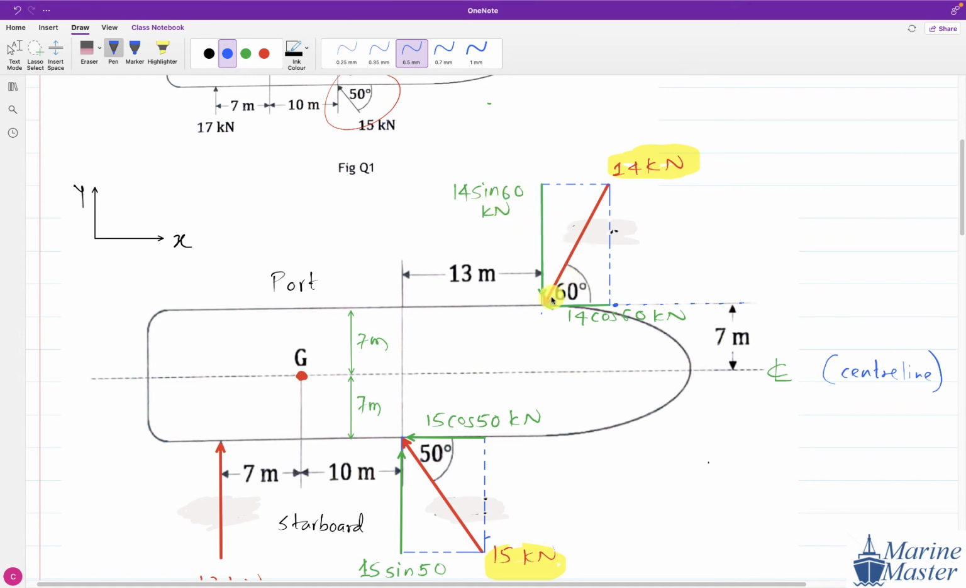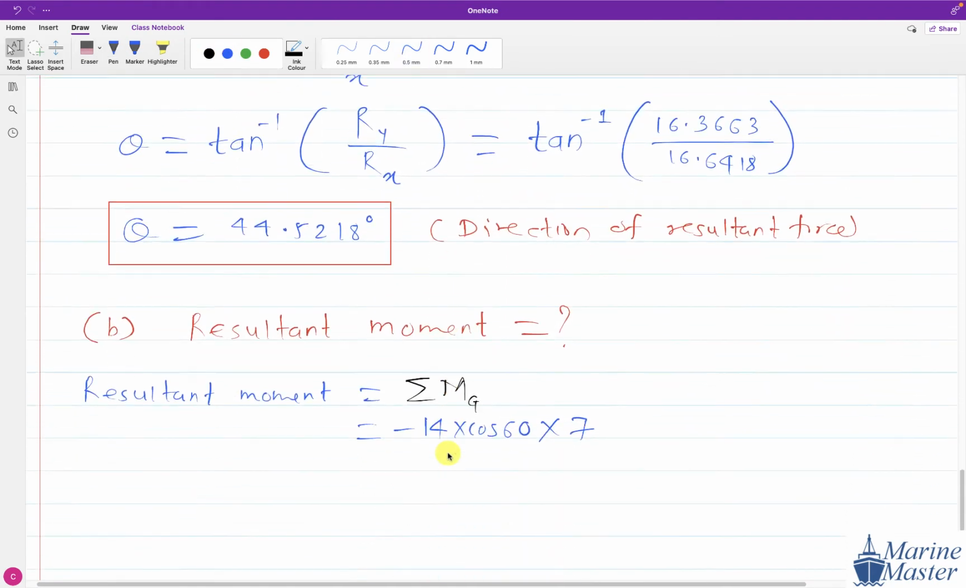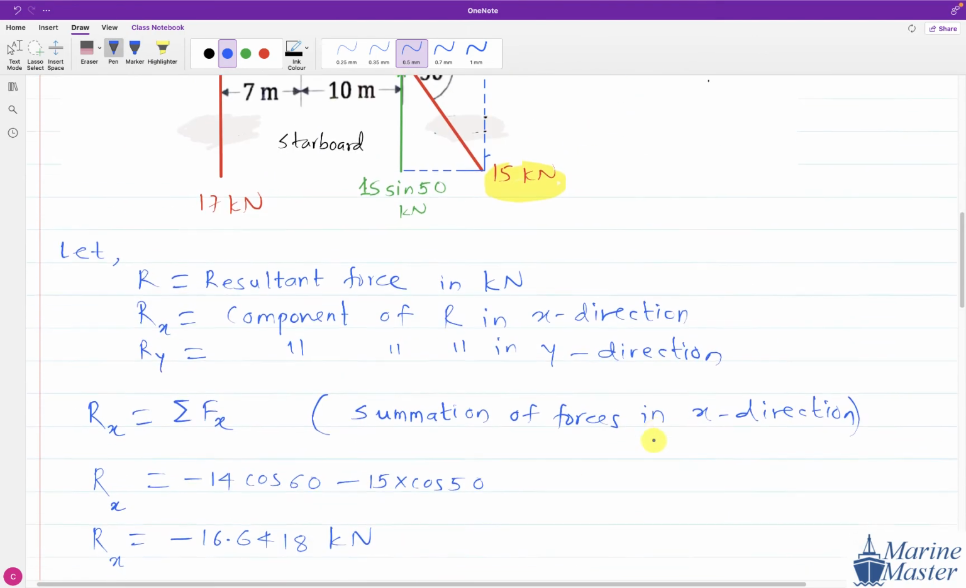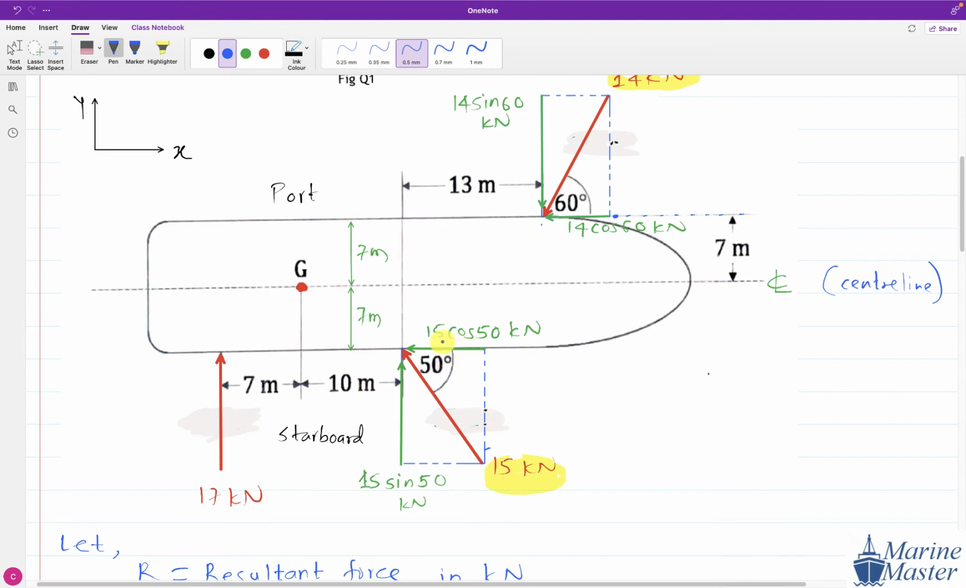So 14 sin 60, perpendicular distance with respect to G. Tell me the perpendicular distance. 14 sin 60 perpendicular distance will be 23 meter. Clockwise means plus, 14 sin 60. We will assume one direction positive, another direction negative. So perpendicular distance 23. Then we will have another force, 15 cos 50.